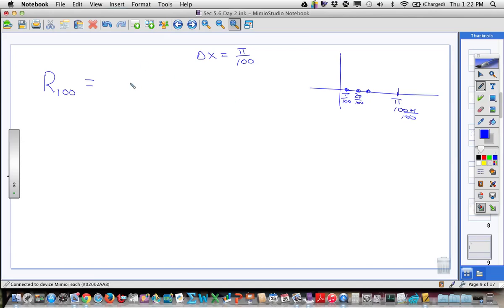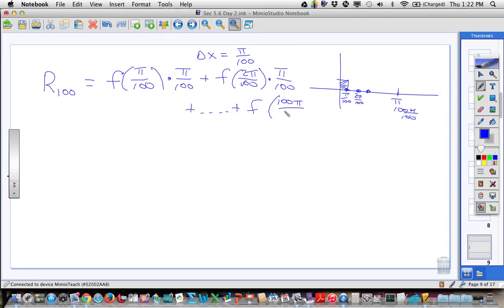So, let's start writing these. My first rectangle height. No, use F notation. F of pi over 100, because that would be this up to the curve and then over, right? There's my first right rectangle. So it would be F of pi over 100 times pi over 100 plus F of 2 pi over 100 times pi over 100, right? Height times width. Now, we're not going to write any more, but let's do the last one.